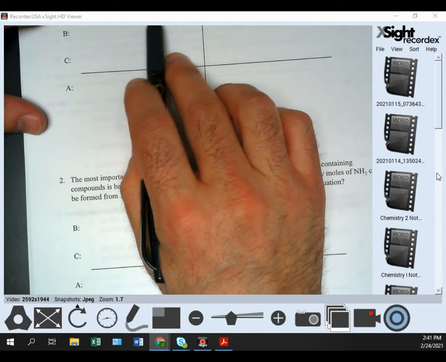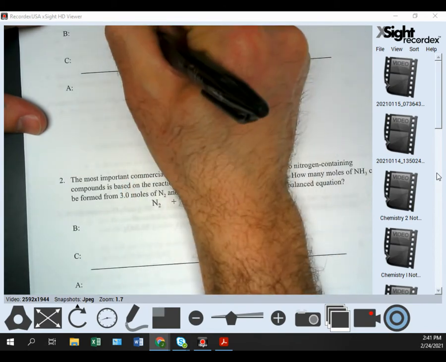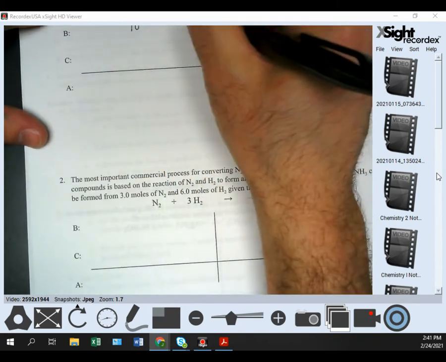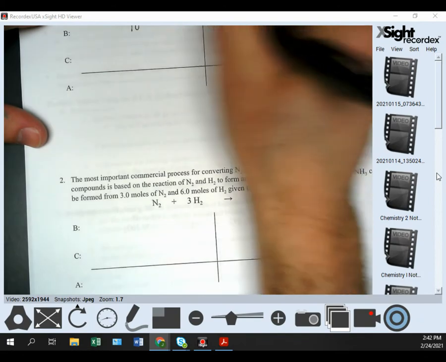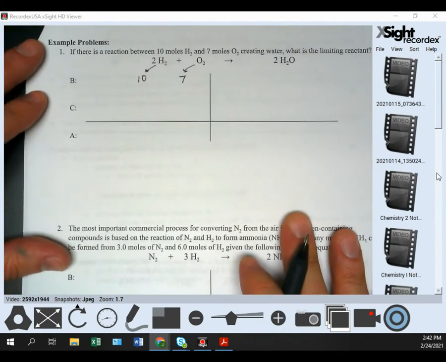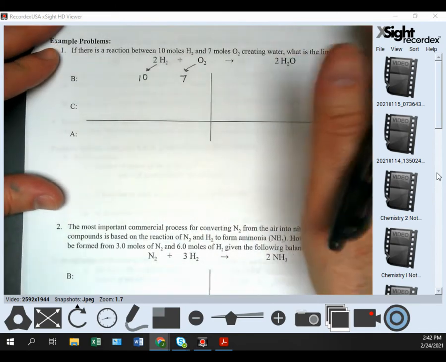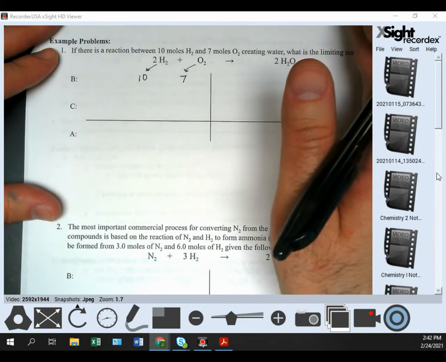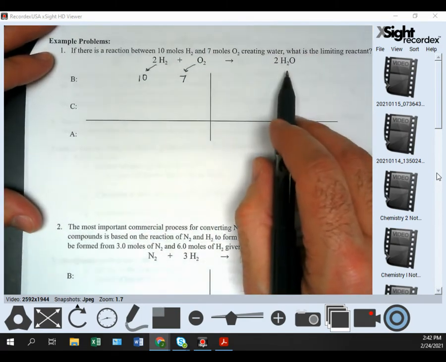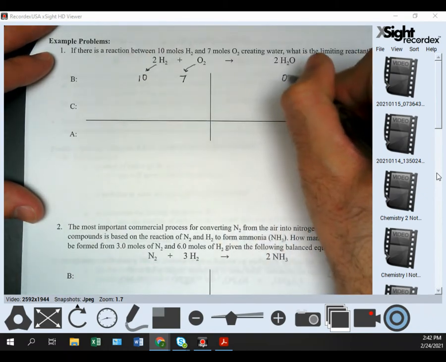So 10 moles of H2. So I'm going to put a 10 here. I'm going to shift it over just a little bit. Okay. That's for the H2. The O2, 7 moles. Okay. Notice I'm not even putting labels on them, because everything in the chart must be in moles. All of it has to be moles, okay? Now, water is a product. All products are going to be 0 before the reaction happens.